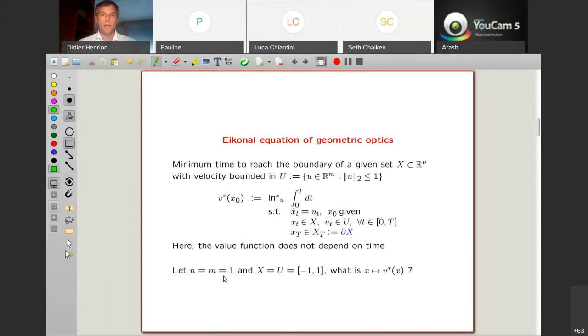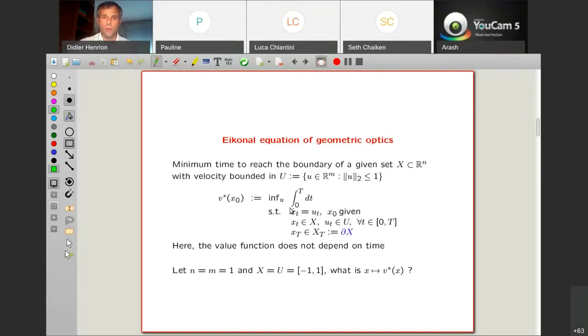So let's take an elementary example, a scalar state X, a scalar control U. So the size of the state and control is 1. And let's take X to be equal to the unit ball, minus 1, 1. So what is the value function here? So imagine you start within the minus 1, 1 interval.